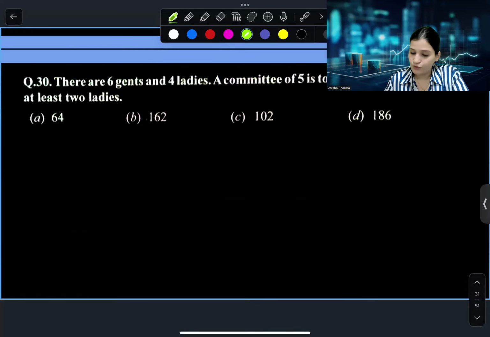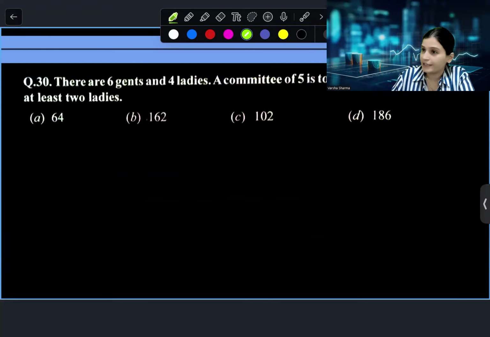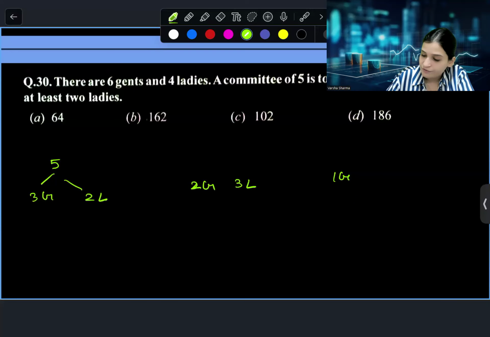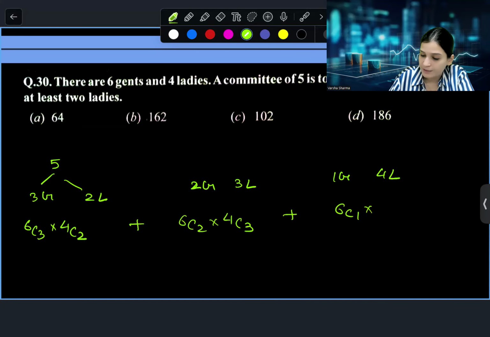There are 6 gents and 4 ladies. A committee of 5 is to be formed that needs to include at least 2 ladies. So out of 5, I can have 3 gents and 2 ladies, 2 gents and 3 ladies, or 1 gent and 4 ladies. So 3 gents, 6C3 multiplied by 4C2, or 6C2 multiplied by 4C3, or 6C1 multiplied by 4C4.